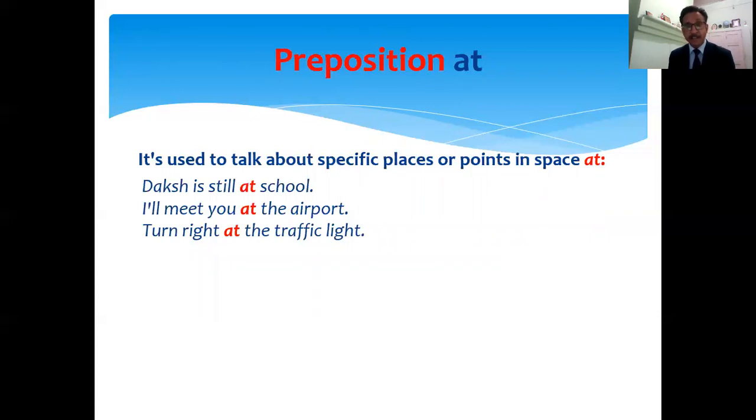Again, a very important preposition, at. Mostly we get confused in this and commit so many errors. So that's it. So at, we talk about specific places or points in space. It's used to talk about specific places or points in space. Daksh is still at school. I'll meet you at the airport. Turn right at the traffic lights.